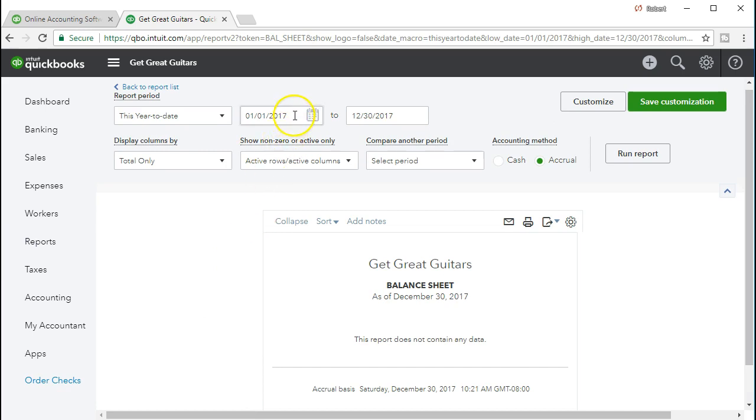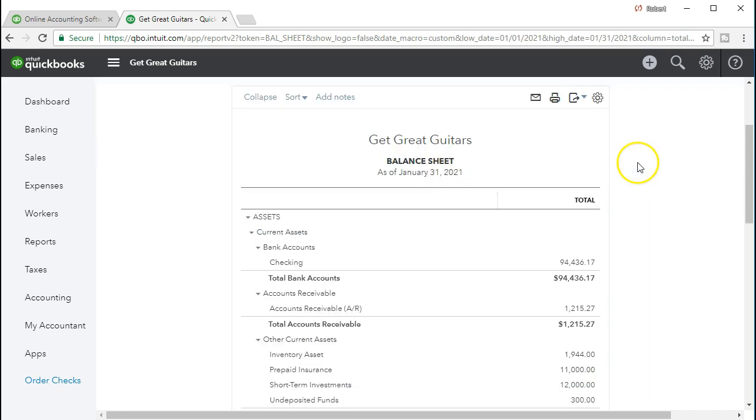And then we're going to change the date to the month we are working in. I'm going to say 01/01/21 to 01/31/21, January 1st, 2021 to January 31st, 2021. We're actually going to be working on the following month, February here, but this is where we ended off at. So we're going to run that report.